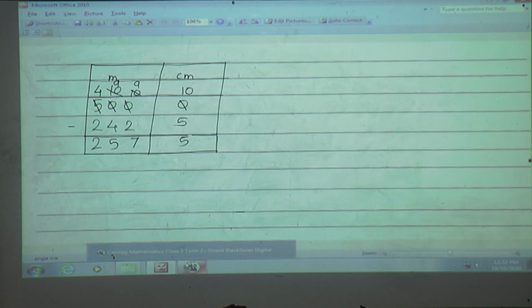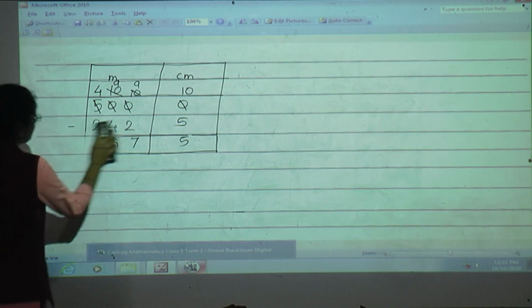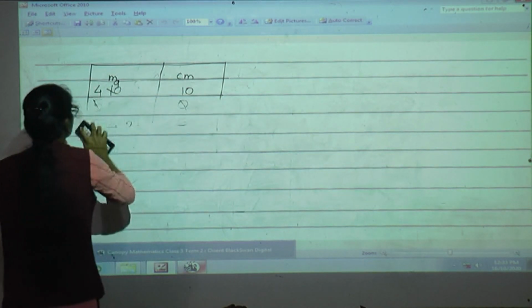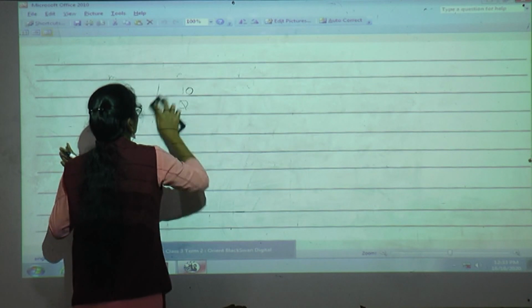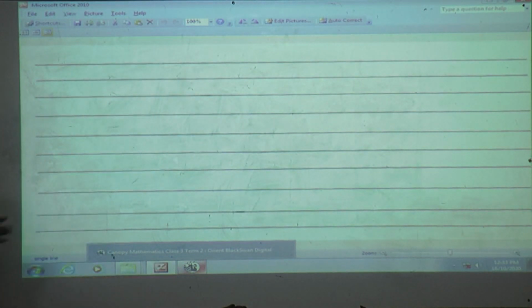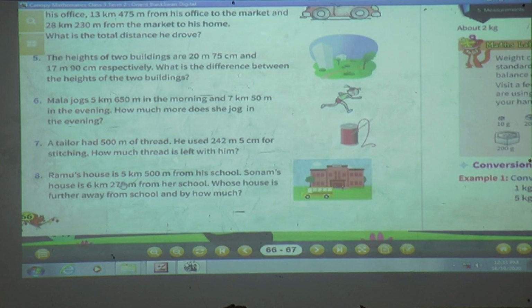Okay. Now see the last example. Read the question. Ramu's house is 5 km 550 meter from his school. See, Ramu's house is 5 km 550 meter from his school. Sonam's house is 6 km 275 meter from her school. Whose house is further away from school and by how much?